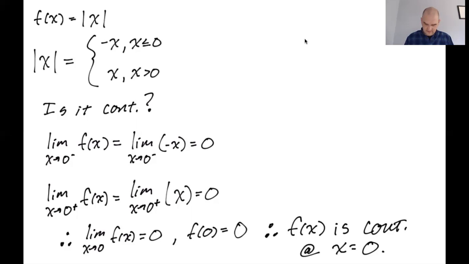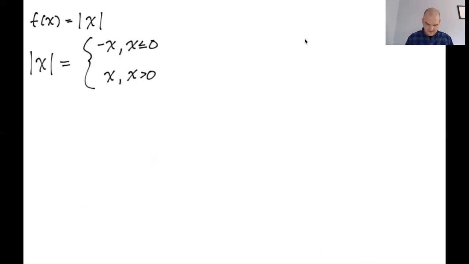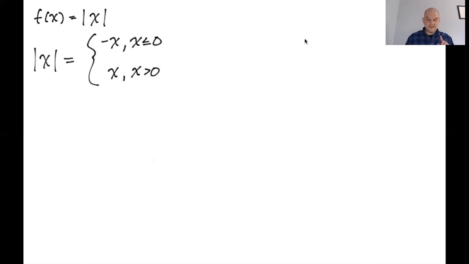All right, so can we find the derivative at x equals 0? What I'm going to do is copy this over, paste it. Okay, so is it differentiable at x equals 0? What does it mean for it to be differentiable? It means that the derivative exists. If the derivative exists, then that means, so is it differentiable?